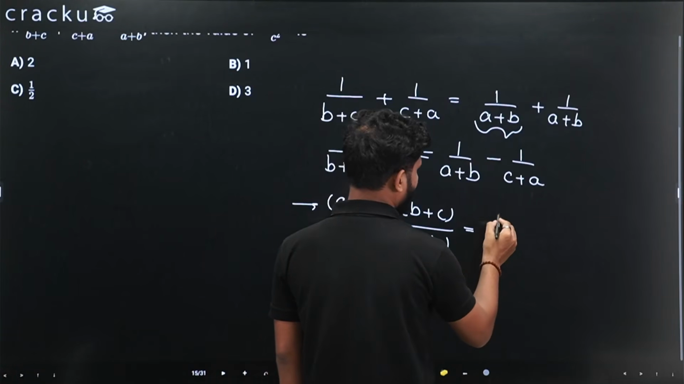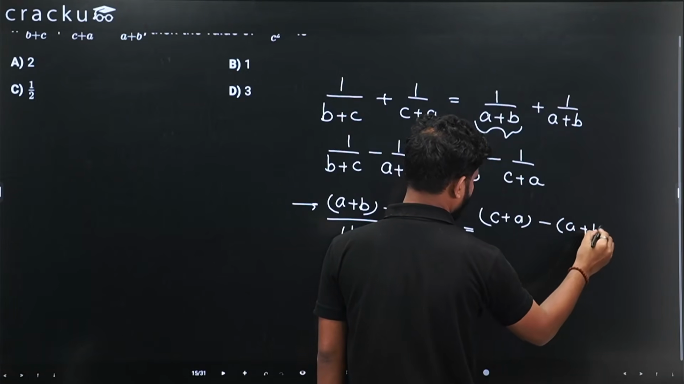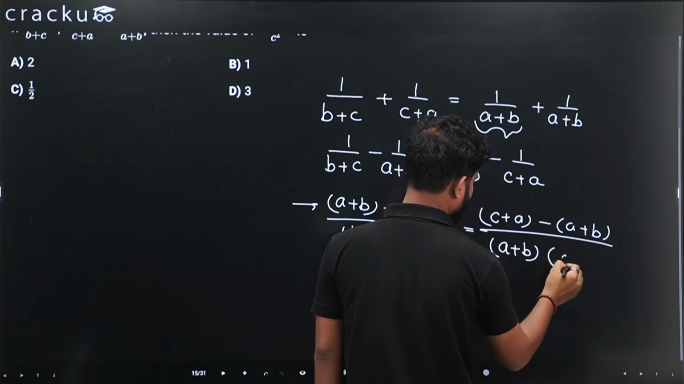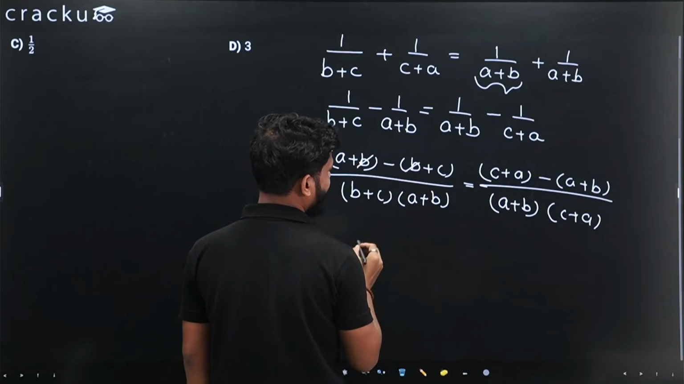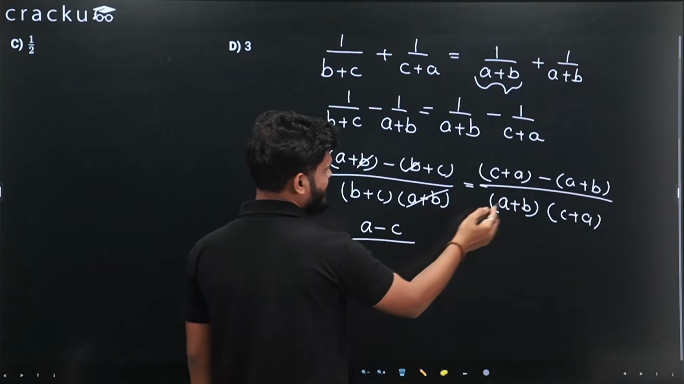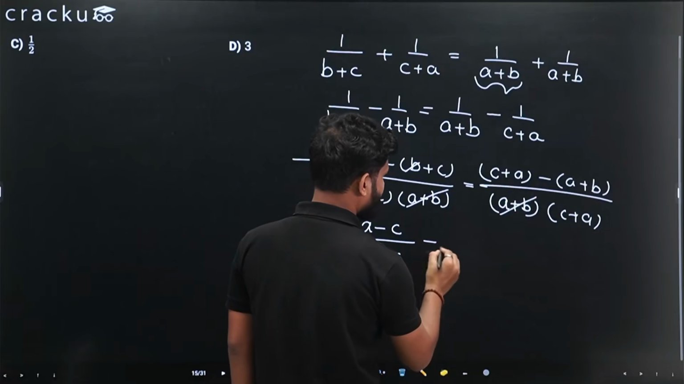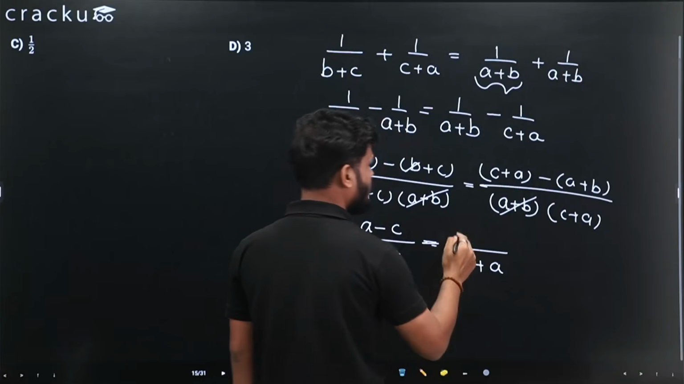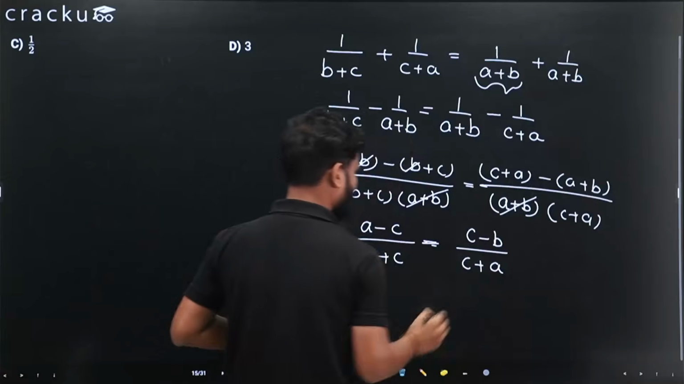From here what do I get? I get C plus A minus A plus B upon A plus B into C plus A, right? From here what will happen? B and B will get cancelled and I will get A minus C upon, if you see here, A plus B and A plus B is common, so that will also get cancelled. This will be B plus C is equal to what? This will be C plus A into what? Into A, this will be C minus B, correct?